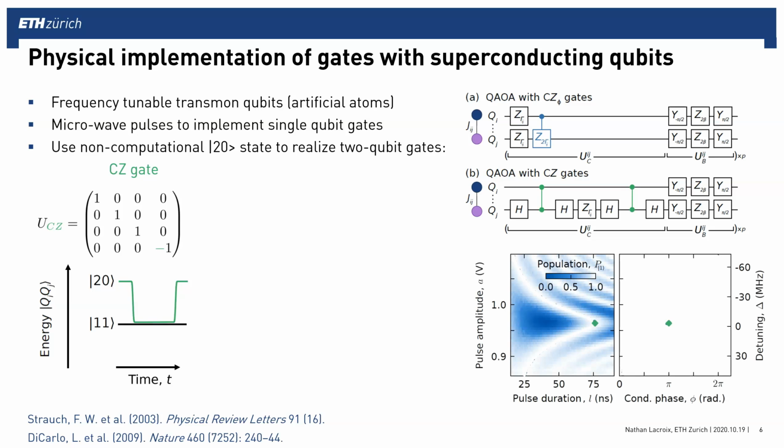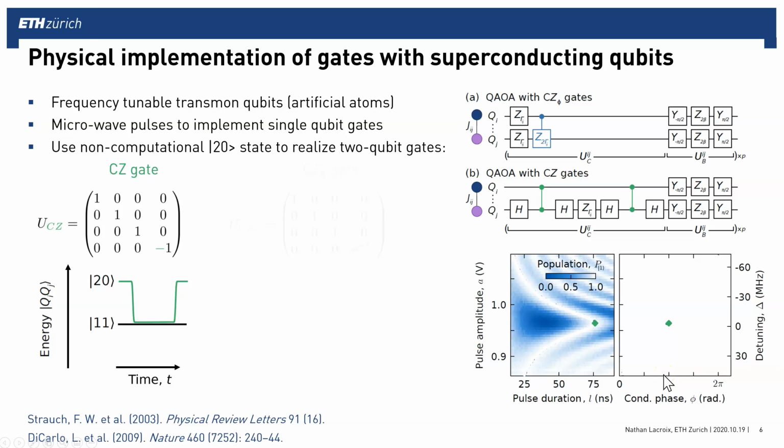To implement this on the quantum computer, we need to calibrate both the length and the amplitude of the flux pulse. And we do this by looking at the excited state population of the qubit that goes out of the computational space. For the parameter coordinate indicated with this green diamond here, you see that the population is fully back in the excited state and not the second excited state. And it also yields a conditional phase of pi.